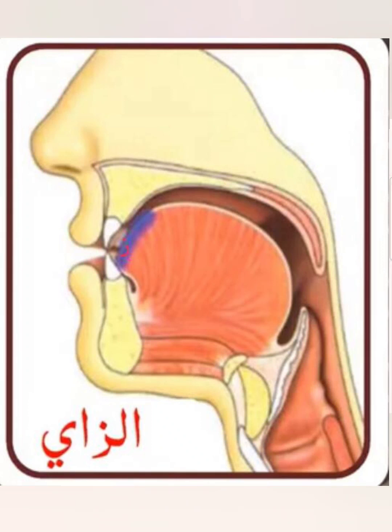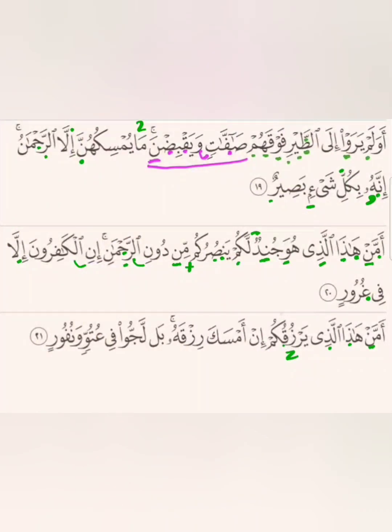Yar, ra is heavy. يرزقكم. And qaf, practice your qaf as well. Practice your kaf as well. Don't make both these sounds the same. Qaf is heavy, kaf is light. Don't shake the meme. In amsaka rizqah. So practice your seen as well.